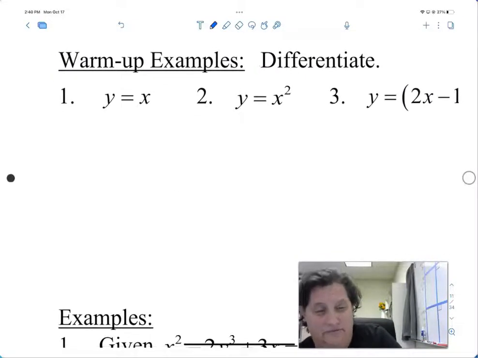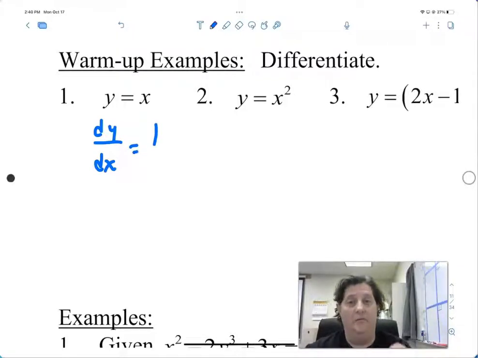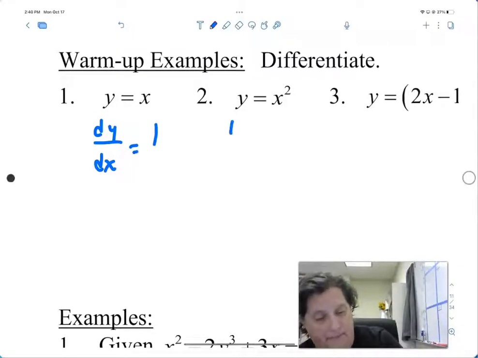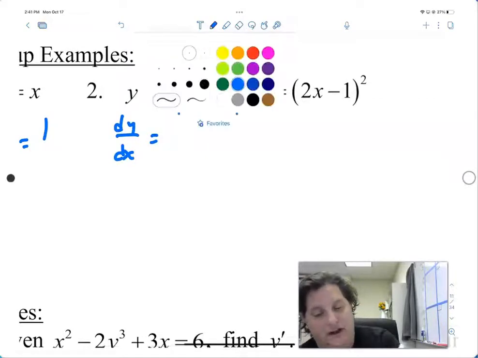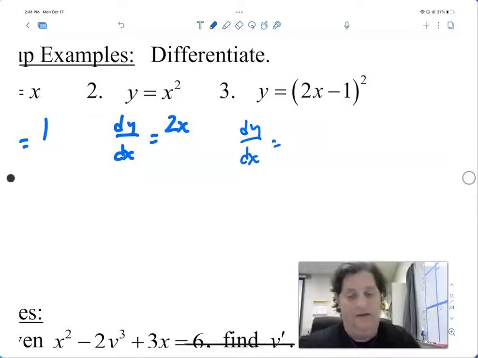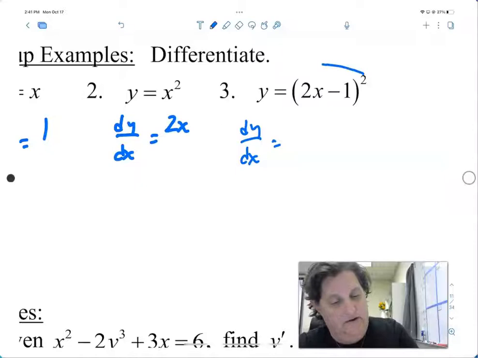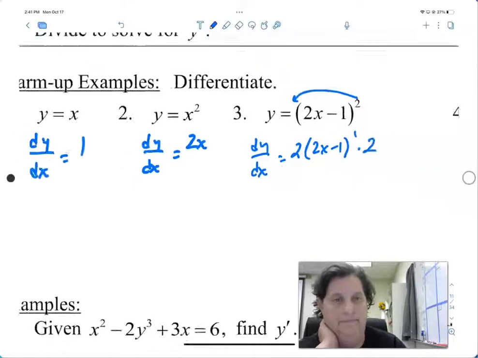Let's use some very good notation. Dy dx equals 1. What that says is the derivative of y with respect to x. Dy dx equals 2x, right? This is a chain rule. Let's get our brains warmed back up again. Dy dx equals, the outside goes 2 to the first times the derivative of the inside. The derivative of the inside is 2. So that's my chain rule right there.